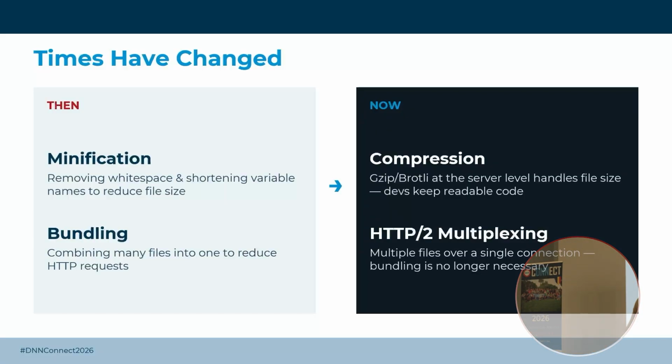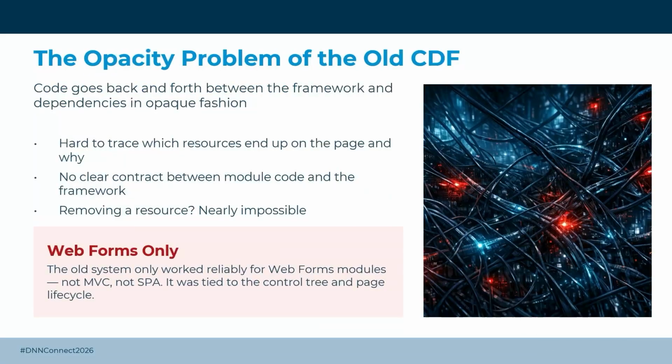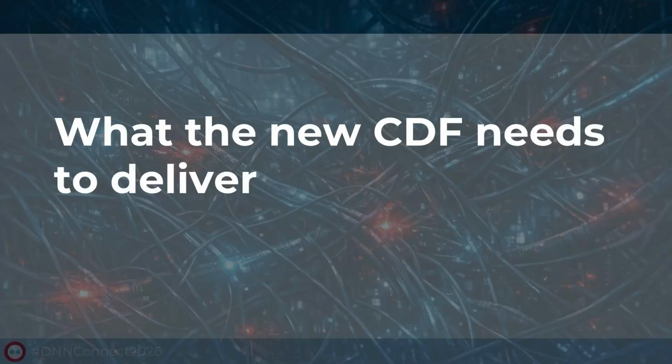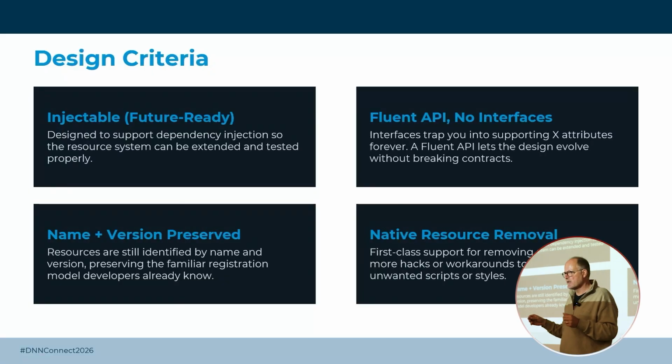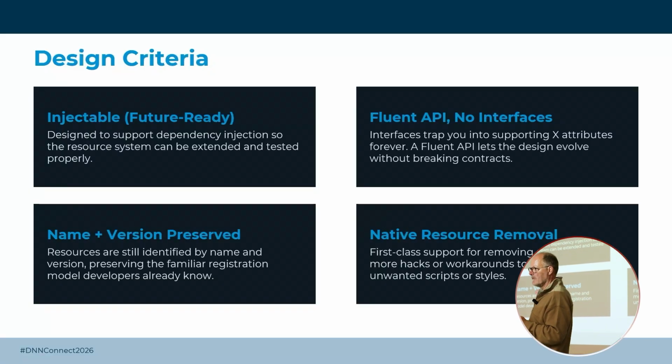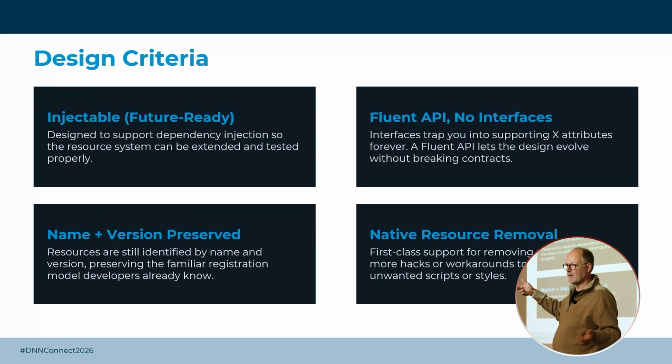I did add a criterion to that. We talked about resource removal earlier, the DNN CSS exclude. I wanted that to be more natively supported rather than the hacky way in which we do it nowadays.